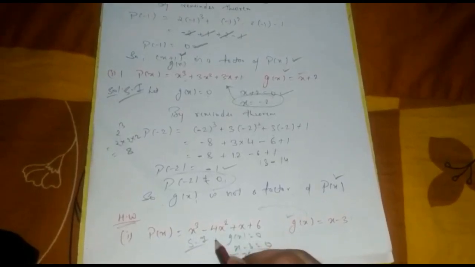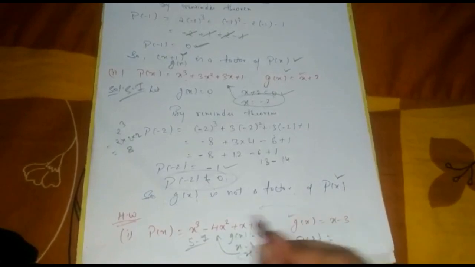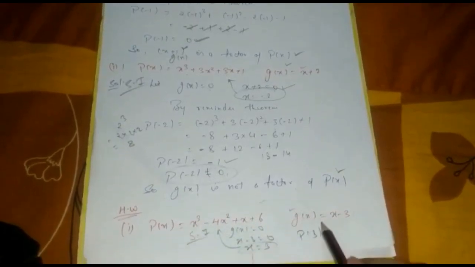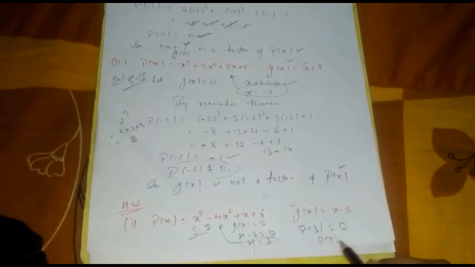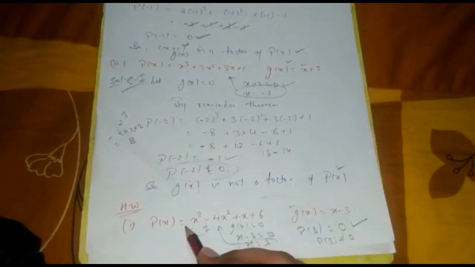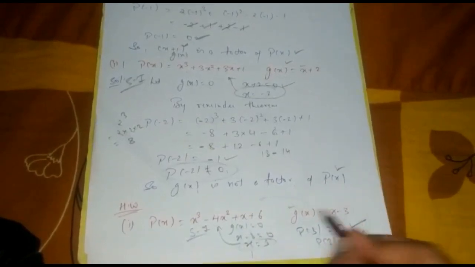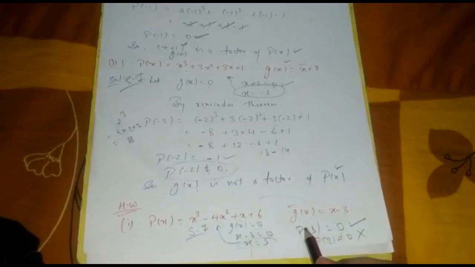So you have to put x equal to 3 in this polynomial. So it will become p of 3, and put all the values in this polynomial and check whether p of 3 is equal to 0 or not equal to 0. If it is equal to 0, then we can say g of x is a factor of p of x. If it is not equal to 0, then we can say that g of x is not a factor of p of x. So try to do this at your home.